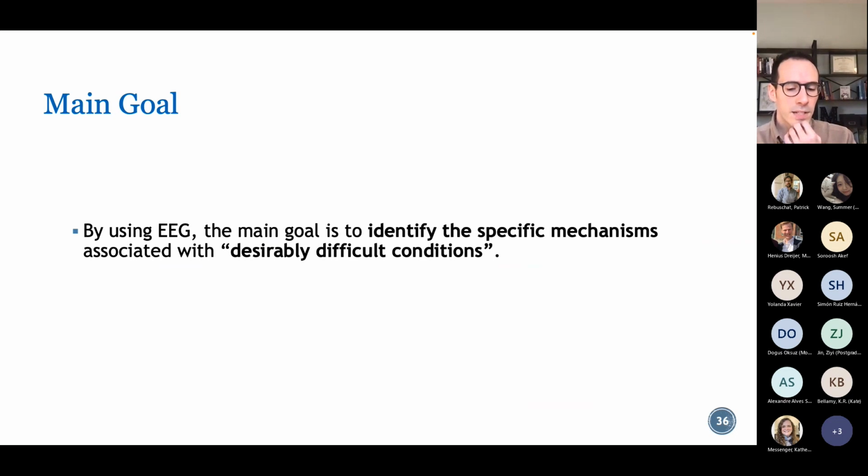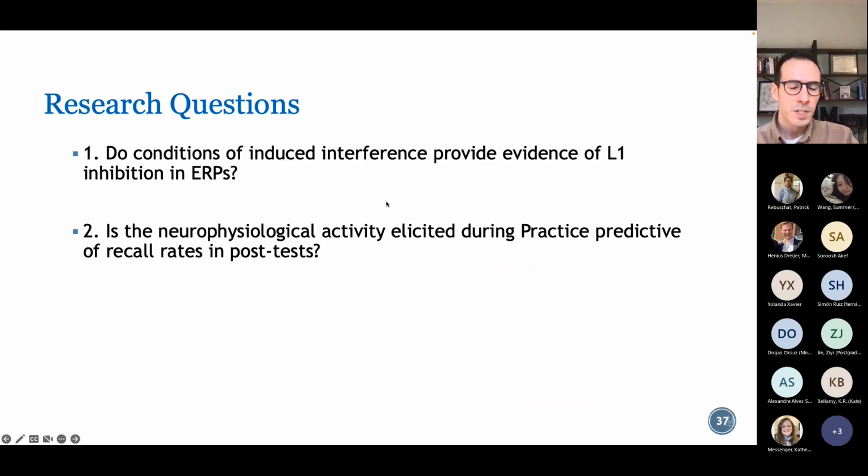So in this case, the idea is that we're seeing these results and behavior, and that's perhaps one of the main goals here, but also in trying to understand what really is driving this advantage. A main goal here was to identify what specific mechanisms are associated with these advantages in this desirably difficult condition. So there's two main questions I'll focus on here today.